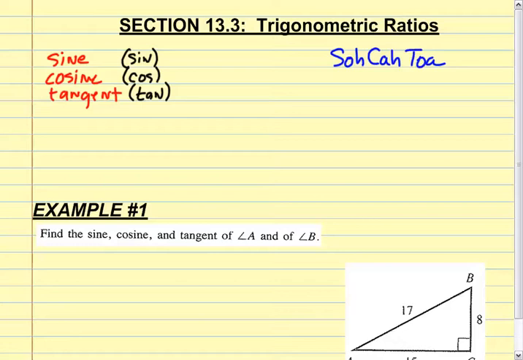Back in the day, we had to use tables. We had to look up the values. But now it's just stored in our calculator, so we can have it just spit it out for us. But let's talk about that for a moment.